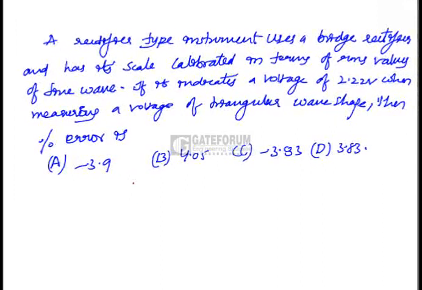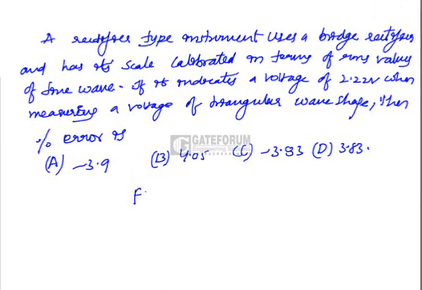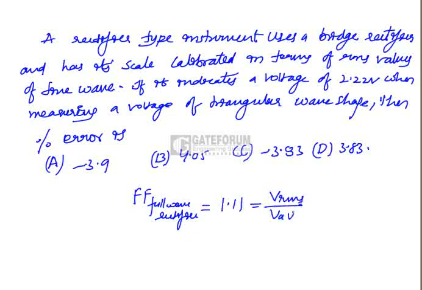We know the form factor for a full wave rectifier. The form factor for a full wave rectifier is equal to 1.11. This is Vrms by V average value. From this, what is V average? Vrms by 1.11. In the question the RMS value is given as 2.22 volts, since the rectifier is indicating 2.22 volts. So this is 2.22 by 1.11 volts, which means the average voltage is 2 volts.